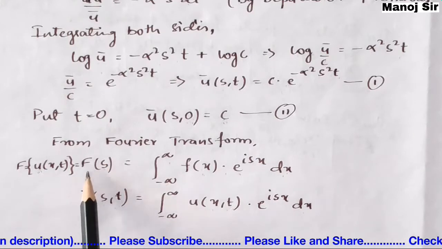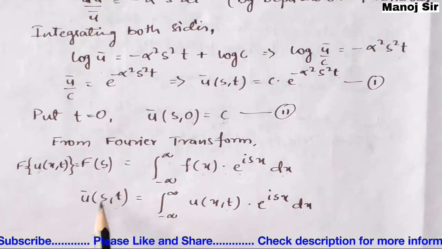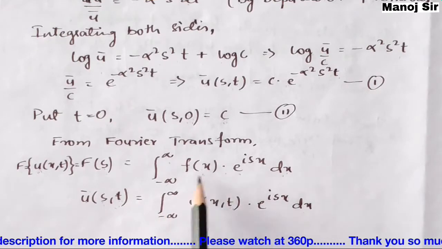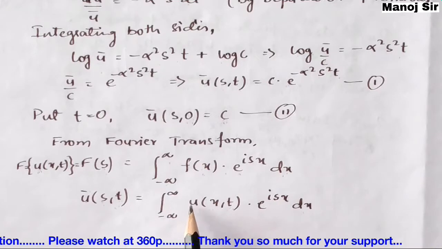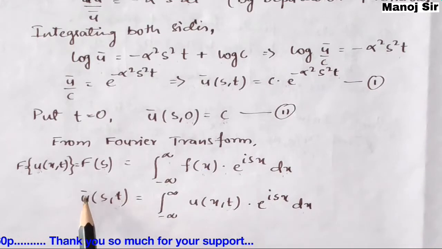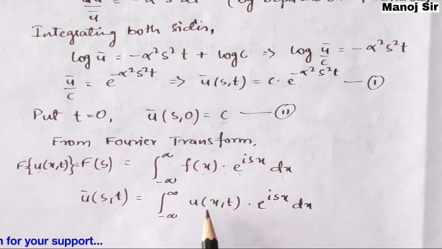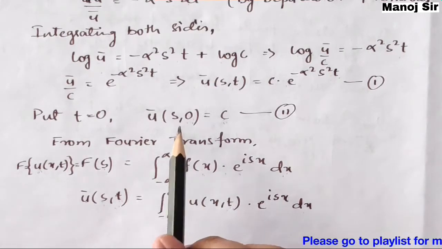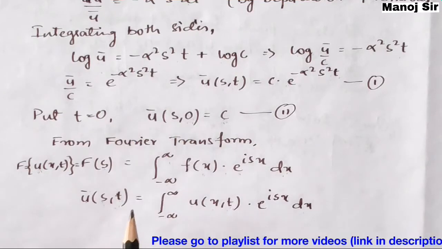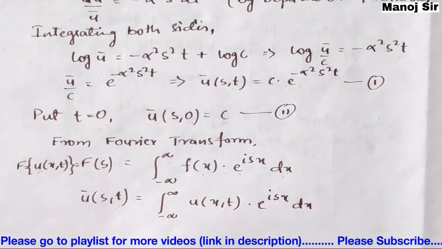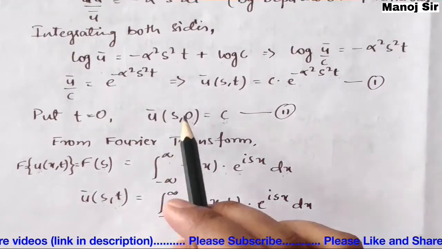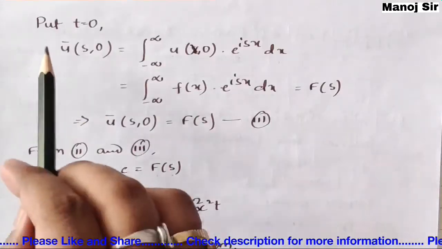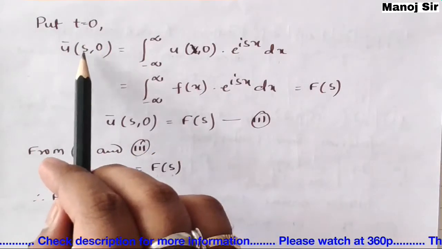Now this Fourier transform is u bar of s comma t, which equals the integration from minus infinity to plus infinity of f of x, and what is f of x? That is u, a function of x and t. U bar is a function of s and t. So u into e to the power i s x dx. Now here the value of t is how much? 0. So we will again put t equal to 0 for this equation, so that we can equate these two and get the value of c. Simply put t equal to 0, you will get u bar of s comma 0.